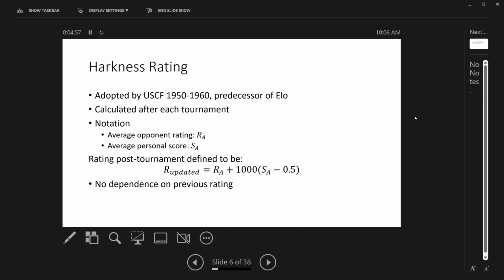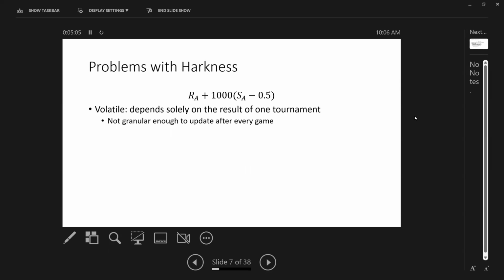Seems pretty reasonable for now, right? Well, actually, there are a couple of problems with the system. Here's the formula again. First, it's quite volatile. This entire rating depends not on your cumulative history as a chess player, but just on the result of a single tournament. So if you significantly overperform or significantly underperform, you're going to be stuck with a rating that is not truly representative of your strength as a chess player. Another problem is that it's recalculated after every tournament, whereas ideally you might want to have your rating updated after every single game.